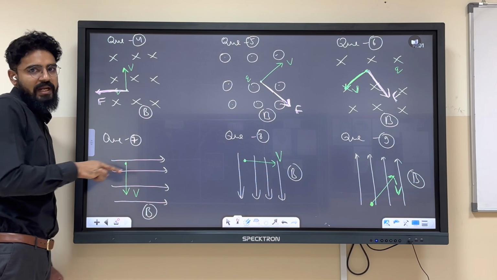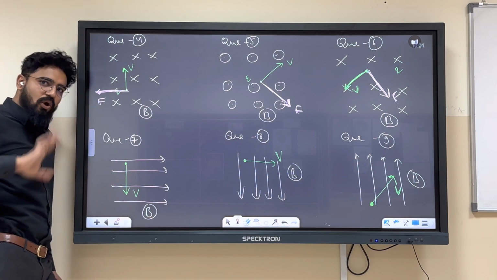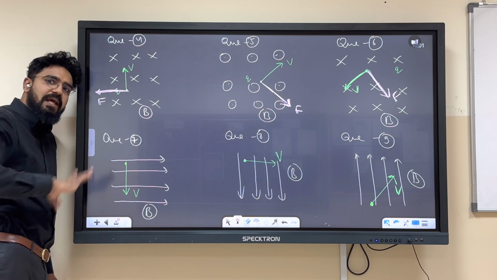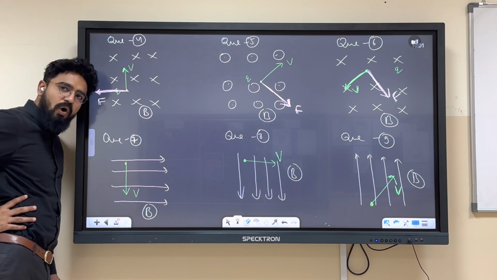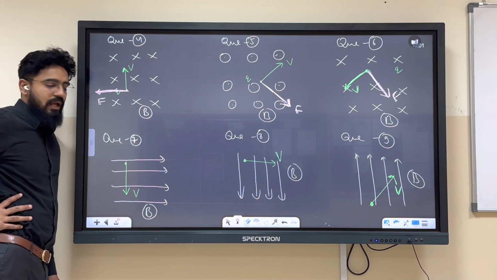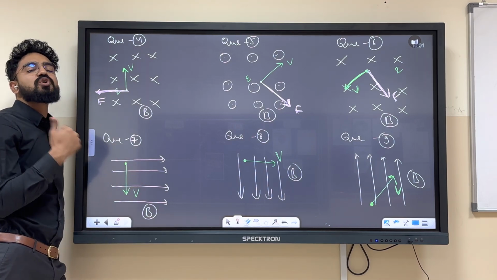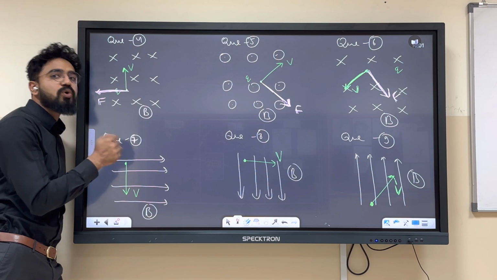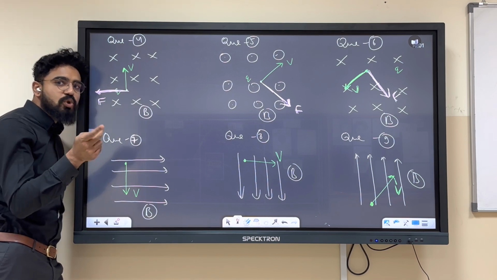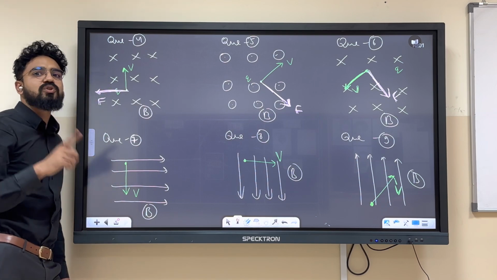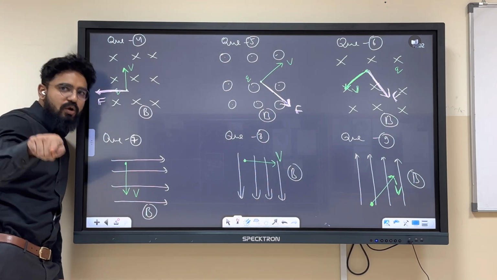It is on the plane. Okay? So over here, think logically. Can the force be on the plane? Can the answer be on the plane? No. If these two vectors are already on the plane, then force should be perpendicular to both of them. So you only have two choices. Either the force will be outside the plane or inside the plane. So either force will be a dot or it will be a cross.